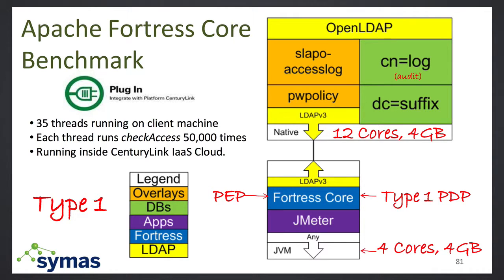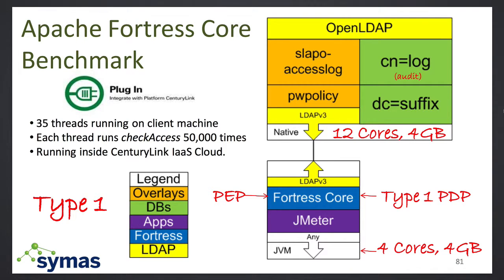And then I've got a couple of overlays active. It's got password policies, and it's doing SLAPO access log, which is how we trigger the audits. I'm not going to go into how that works, but just trust me. It's doing an audit. This is all running in the cloud. CenturyLink has been kind enough to let us use these machines. I'm going to fire up a test using JMeter that's going to fire up 35 threads on the client machine, and each thread's going to call check access 50,000 times. And we're going to see what happens.